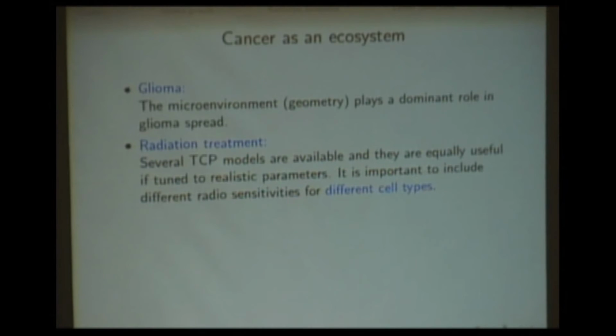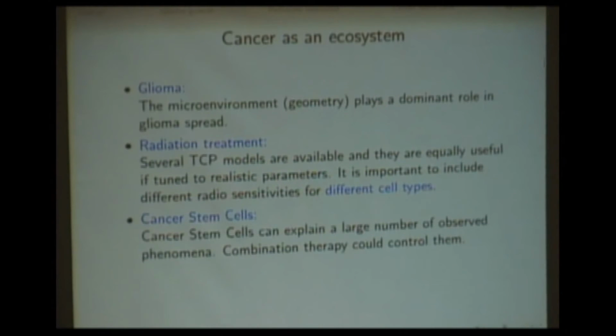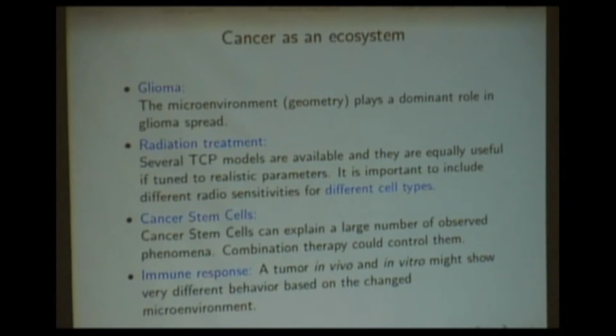However, including different cell types seems to be very important. So if looking at a tumor, one should try to understand what kind of cell types are involved. Cancer stem cells can explain a large number of observed phenomena, for example, the tumor growth paradox, and a combination therapy could be able to control them. Now, a final conclusion, which I have not shown actually, is the role of the immune system. The immune system plays a very dominant role. In particular, a tumor in vivo and in vitro on a petri dish might be very different, because in a petri dish you don't have immune cells around.